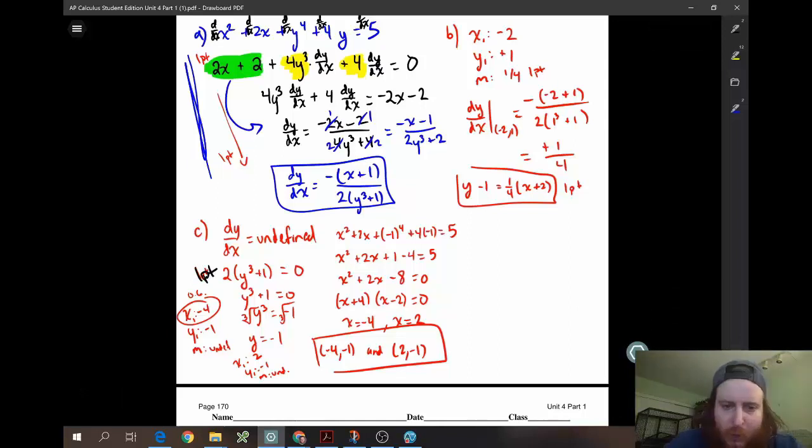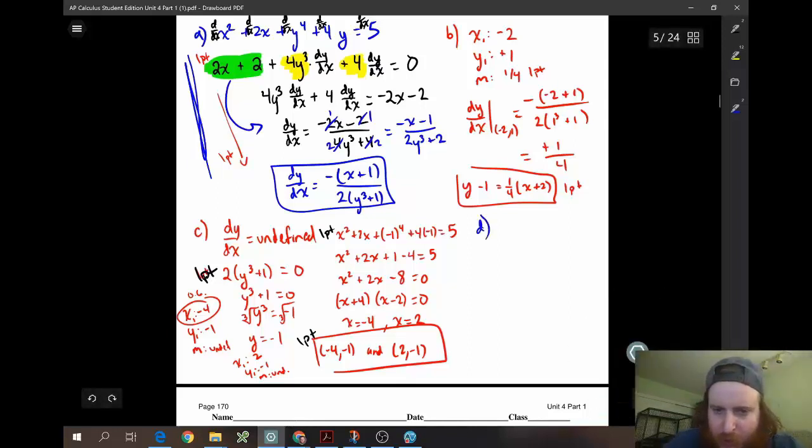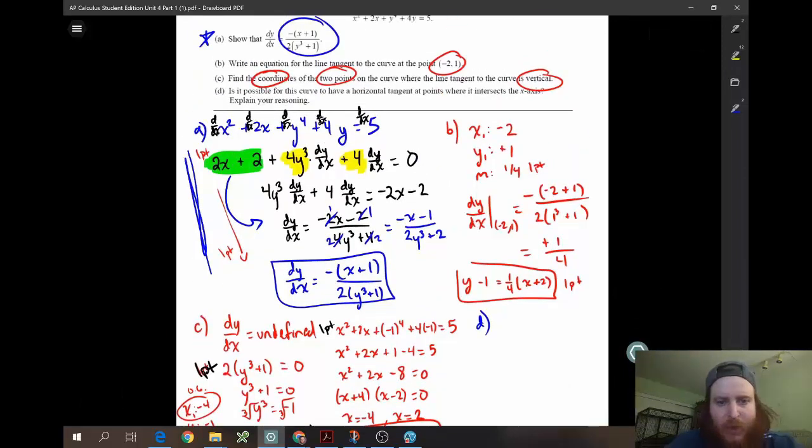We had 1 point for plugging in negative 1, and then we had 1 point for our answers. So those were 3 points. And then our last one, and we'll see if I can squeeze this in right here, was: is it possible for this curve to have a horizontal tangent at the points where it intersects the x-axis? So where it intersects the x-axis.